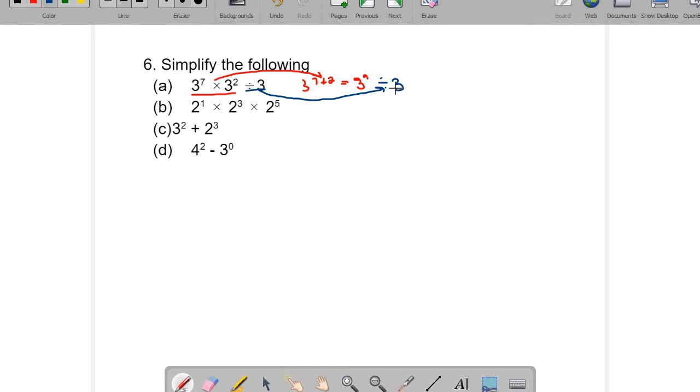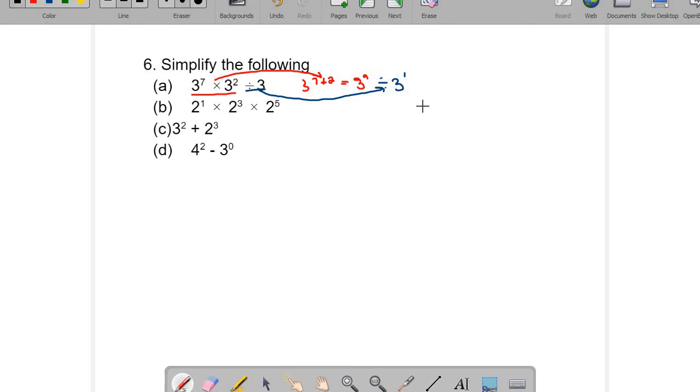There's no index or power for this number. Similar to when there's no coefficient for a variable, we can write a coefficient of 1. Same thing here. When there's no power for a number, you can write a power of 1. So I'm going to put a power of 1 here. Then we can go ahead and apply the law of indices for division. That rule says when you are dividing numbers with the same base, you are going to subtract their powers and keep the same base.